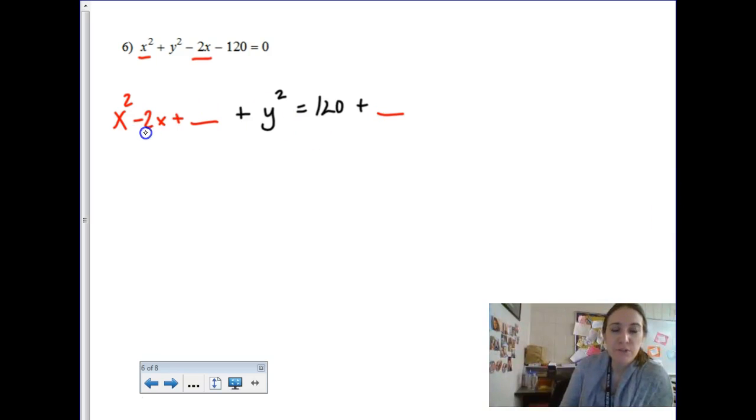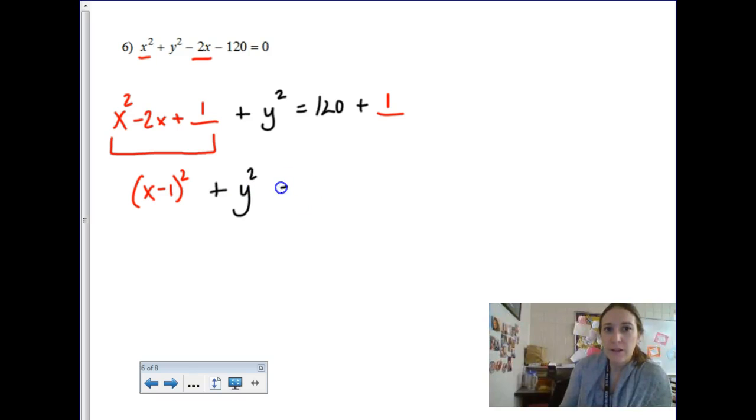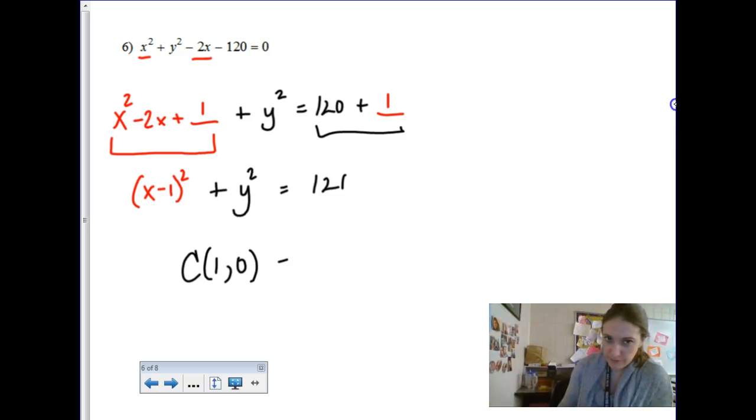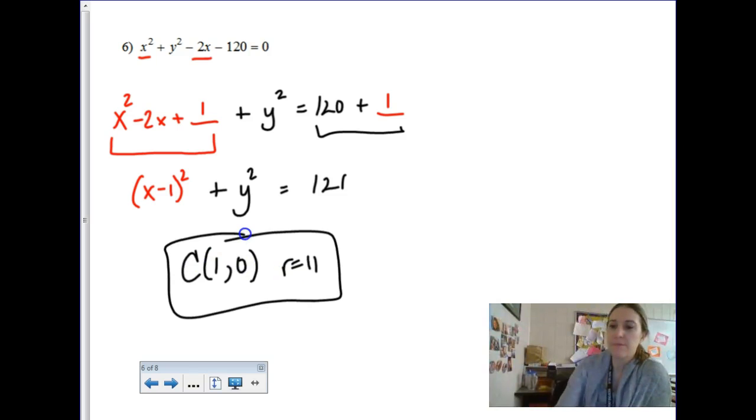So, half of negative 2 is negative 1. Negative 1 squared is 1. So this works out kind of beautifully, because this factors into x minus 1, quantity squared. You can say plus y minus 0 squared, or you can just say y squared. And then this is 121. So the center is located at positive 1 comma 0. This is 0, remember. And the radius is the square root of 121, which is 11. Awesome.